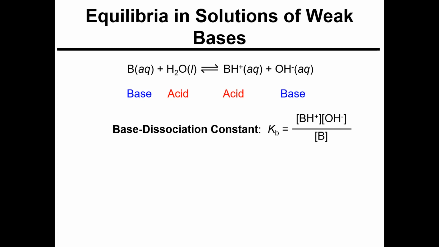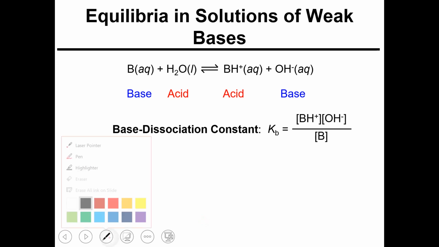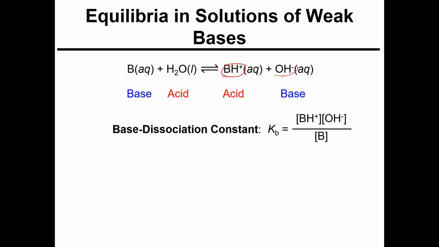In previous videos, we've talked about equilibria and solutions with weak acids. In this video, we're going to talk about equilibria and solutions with weak bases. So if we have a weak base in solution, then we get the conjugate acid of that weak base, and we get the hydroxide ion as our products.